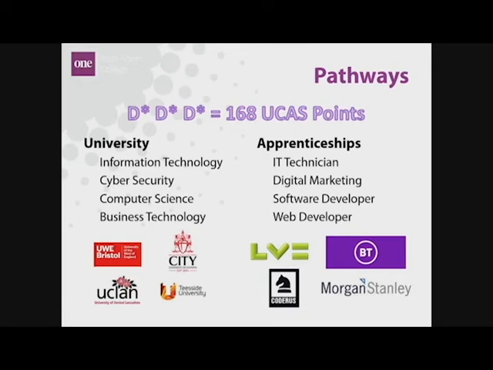Alternatively, the course also lends itself quite well to apprenticeships. And we've worked closely with BT and Coderus, and our students have gone on to take on apprenticeships at these organisations, doing things like becoming an IT technician, digital marketing, software development, and also web development. So really, the course is very versatile and is suited to either pathway, or even encouraging students to go straight into paid work.